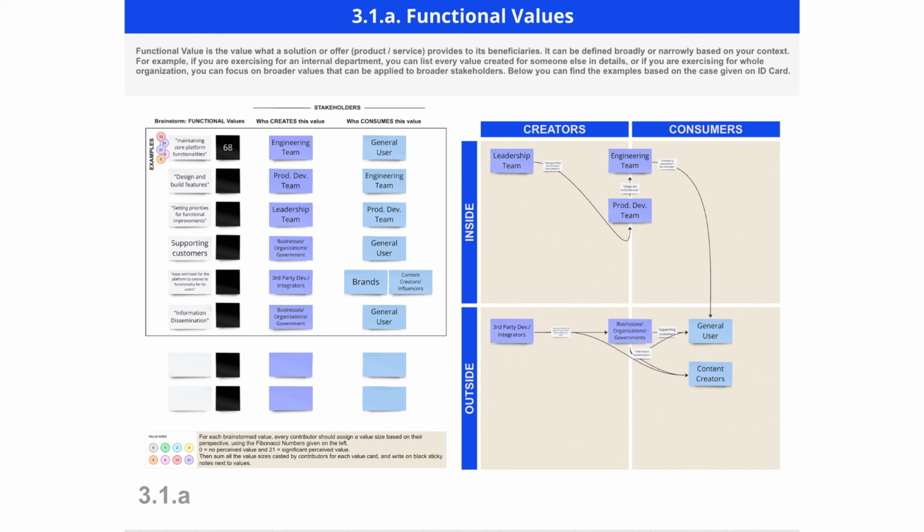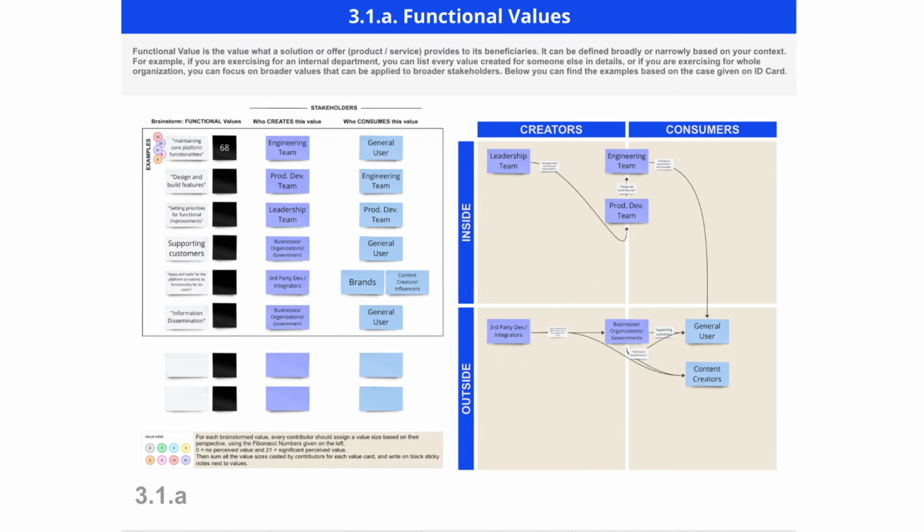One way to do that is using Fibonacci numbers between 0 and 21, which I frequently prefer because it helps people to consider weight of value better. Like 0 means I do not see any value from my perspective, and 21 means this is a significant value for my job. Once you are done with the values, the next step is creating a network graph and matrix.